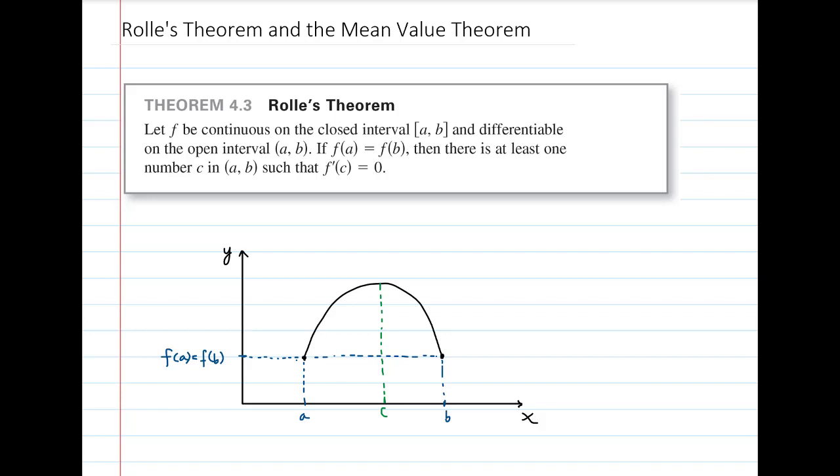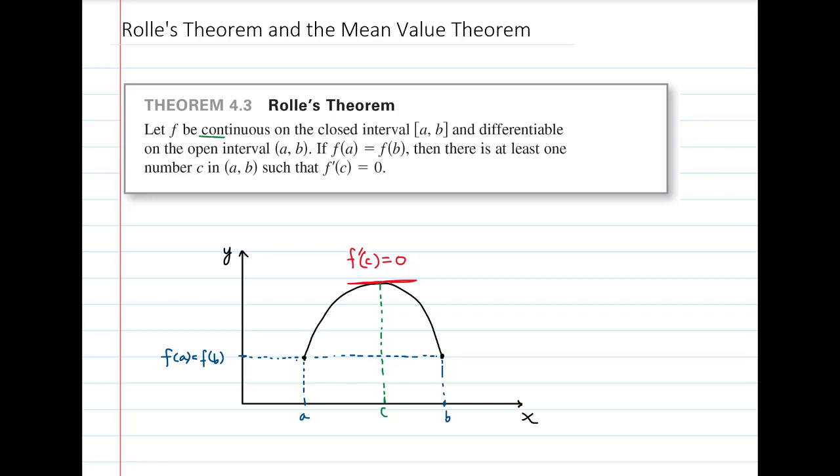Now, for this picture, you can see how the peak right here, or the maximum of this function over this interval, is going to happen at, say, this c. And it is also differentiable because it's smooth, so the tangent line there is horizontal. Therefore, the slope of that tangent line will be equal to 0. In other words, f prime of c is equal to 0. So that's what this theorem is saying.